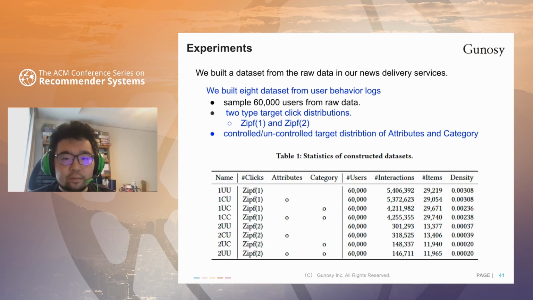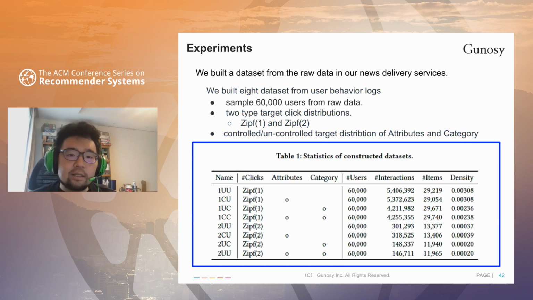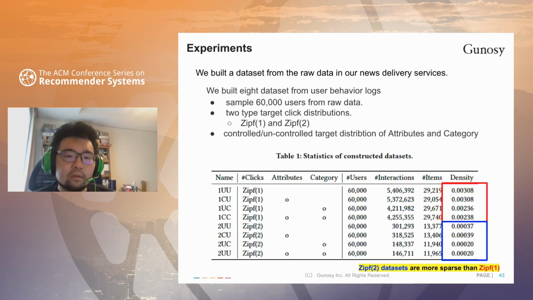For anonymizing business metrics, we adopt 2 types of target click distributions, DIP-F1 and DIP-F2. And users' attribute and category click distributions are controlled or uncontrolled. These distributions are controlled as uniform. The dataset statistics are shown in this table.